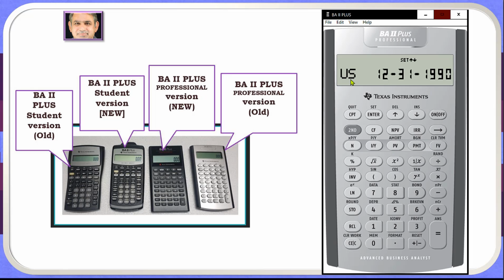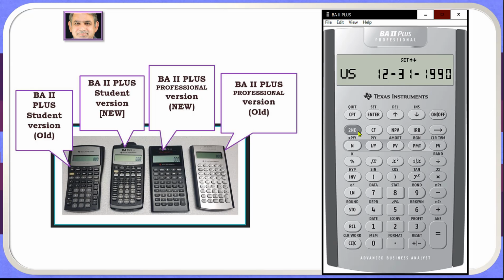It shows that by default the BA2 Plus calculator uses US date format. US format means first we have month, dash, date (dd), dash, year (yy). So this is the format in which dates are displayed in the BA2 Plus calculator. But to enter these dates, we have to go a little differently.